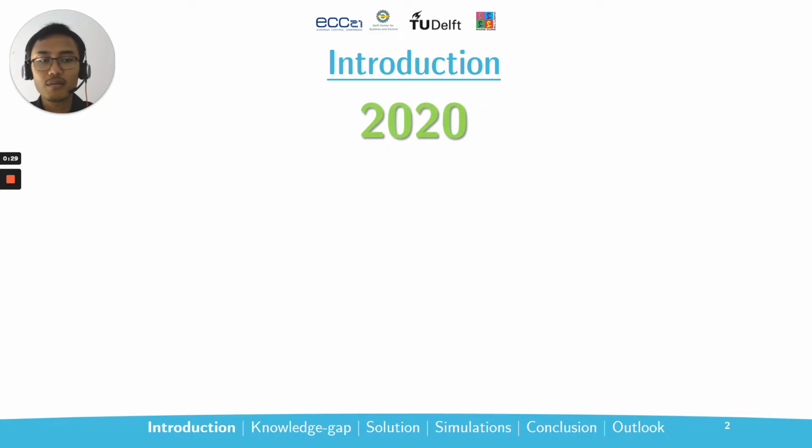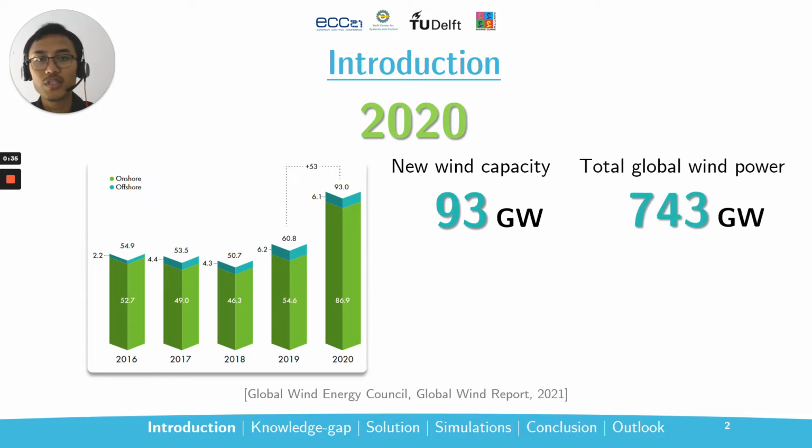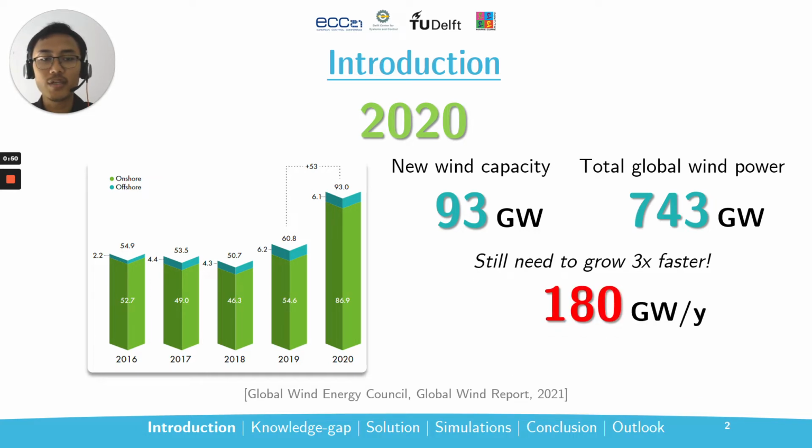Despite COVID-19, 93 gigawatts of new wind capacity have been installed, which makes the total global wind power capacity 743 gigawatts. However, this is not fast enough, and global wind power still needs to grow 3 times faster over the next 10 years to keep global warming below 2 degrees Celsius, or at least 180 gigawatts of new wind capacity needs to be installed every year.